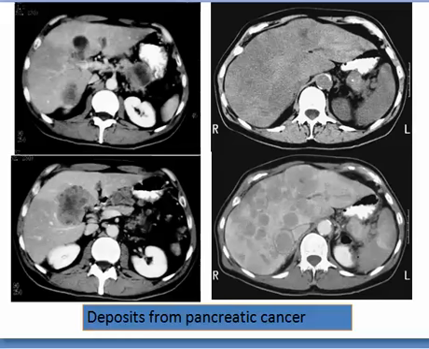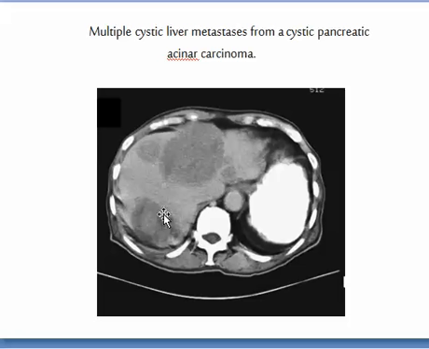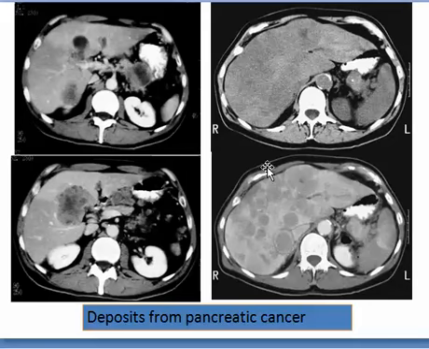Another case of pancreatic deposits. Maybe we have now an idea that the density of such pancreatic tumors are usually hypodense in character. Here again, those hypodense from acinar carcinoma. Here again, hypodense, and usually pancreatic malignancy are of acinar origin, and that's why we produce the hypodense metastasis.